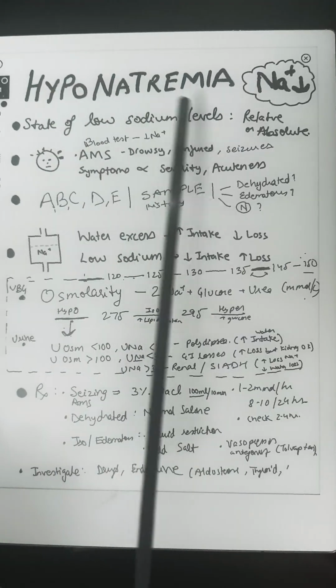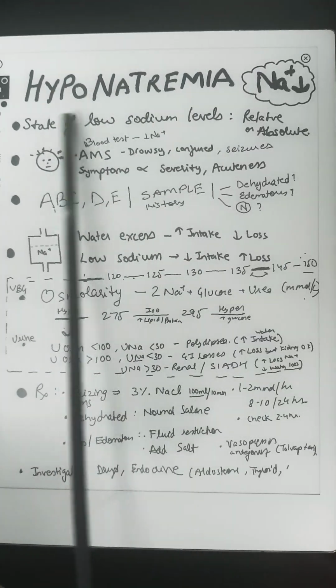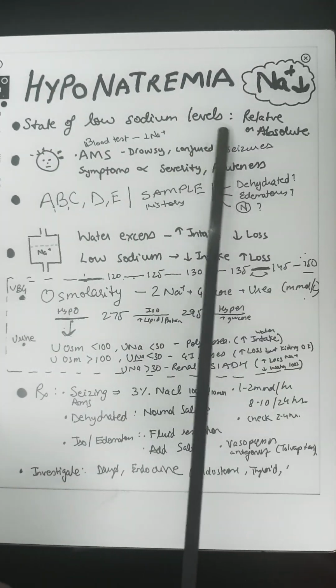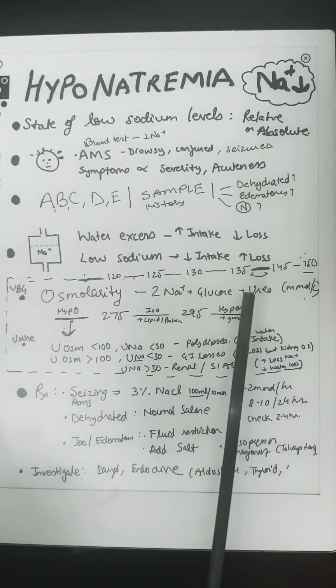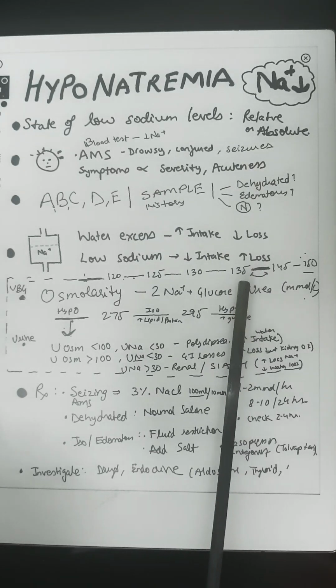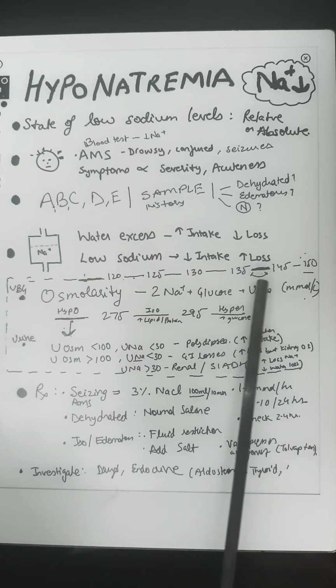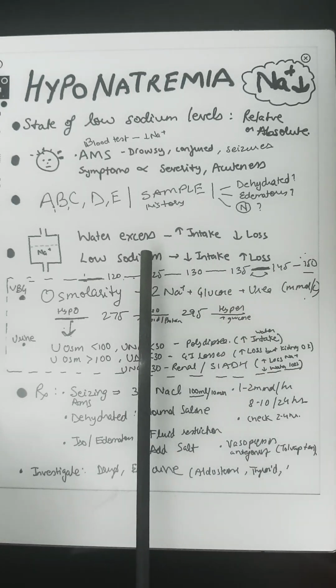Now let's understand the concept. Hyponatremia, we said, is a state of low sodium levels. This could be relative or absolute. Our body maintains the level of sodium in a happy range of 135 to 145 milliequivalents per liter.